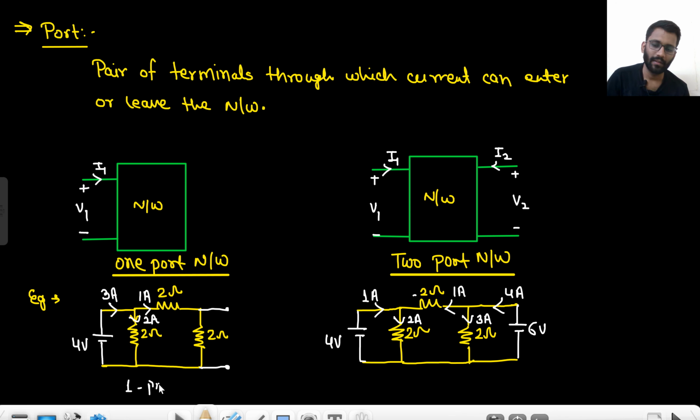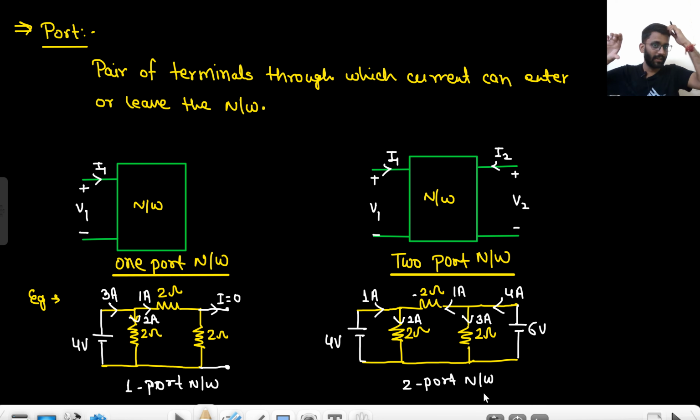Why so? Because you are not applying any voltage source here. In this question you extended it, but still the current here is zero. Still there is no current going out of it because this is an open circuit. But this is not open circuit because you have applied a voltage source here. So this is a two port network. So at both of the sides, at two terminals here and two terminals here, we are applying a voltage source and getting a current out of it. So this is what we mean by port.